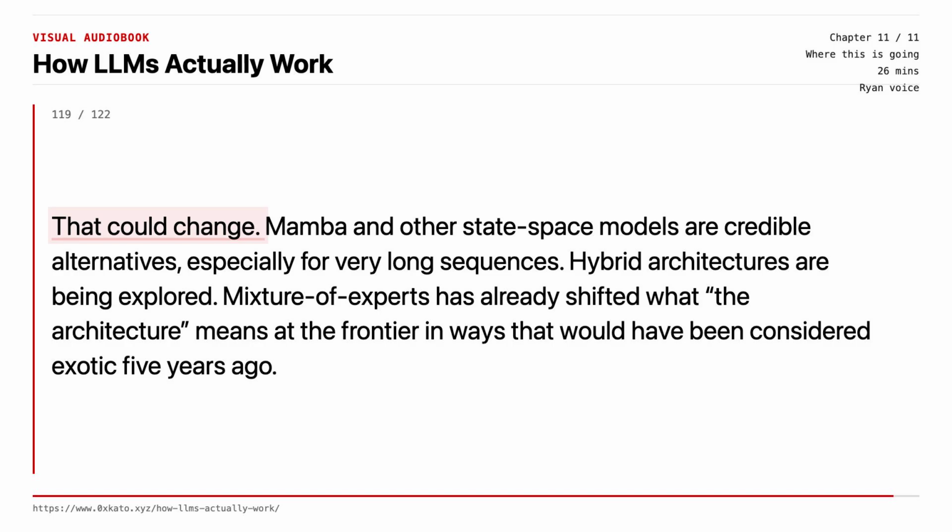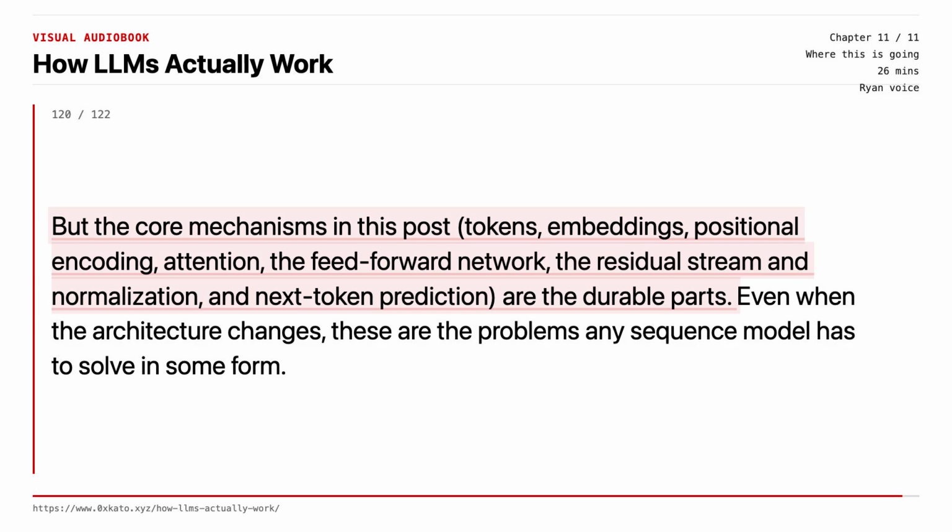That could change. Mamba and other state space models are credible alternatives, especially for very long sequences. Hybrid architectures are being explored. Mixture of experts has already shifted what the architecture means at the frontier in ways that would have been considered exotic 5 years ago. But the core mechanisms in this post, tokens, embeddings, positional encoding, attention, the feed-forward network, the residual stream and normalization, and next token prediction, are the durable parts. Even when the architecture changes, these are the problems any sequence model has to solve in some form.